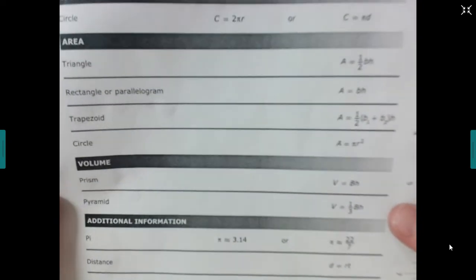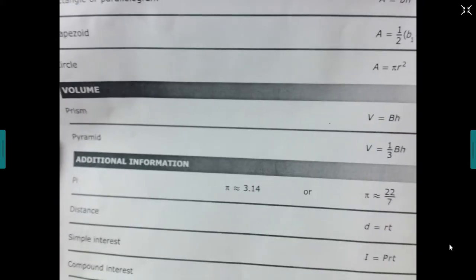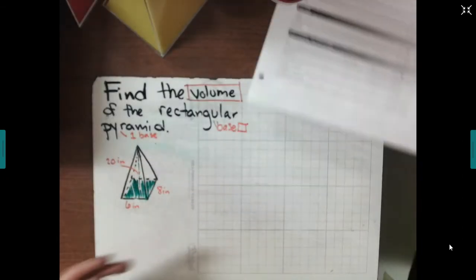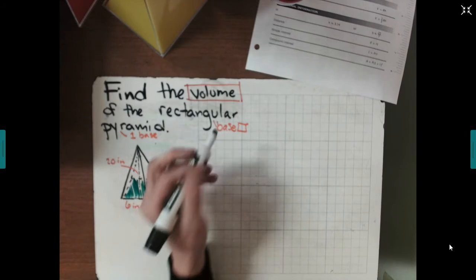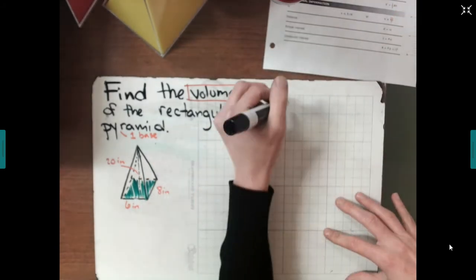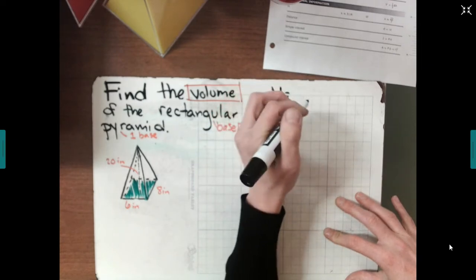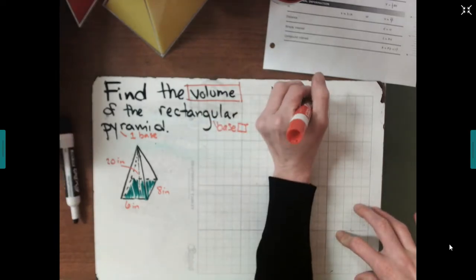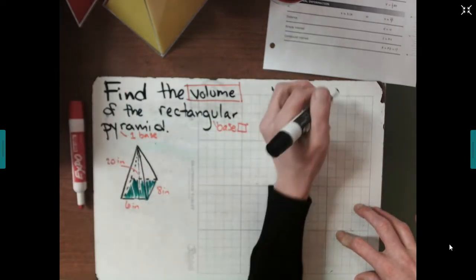So I see there's my volume section. Today we're talking about pyramids. So to find the volume of a pyramid, we're doing 1/3 the area of our base times our height. Okay, I'm just going to write that down. Volume equals 1/3 the area of our base times our height.